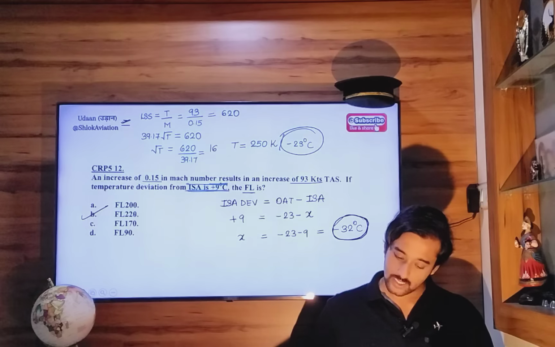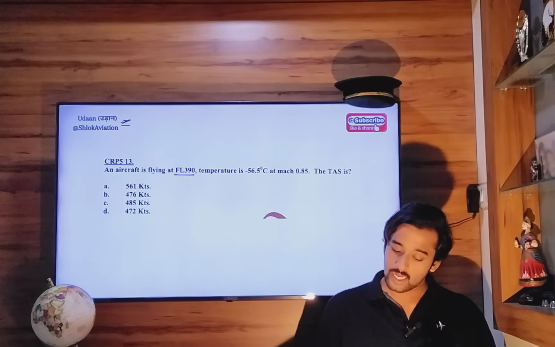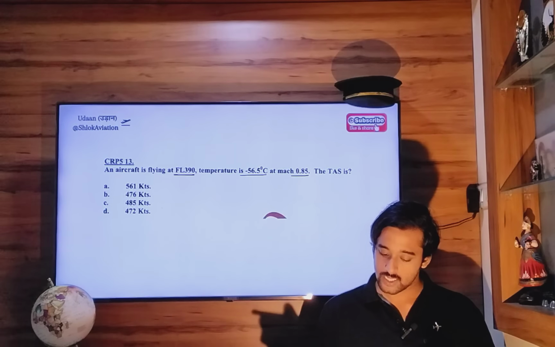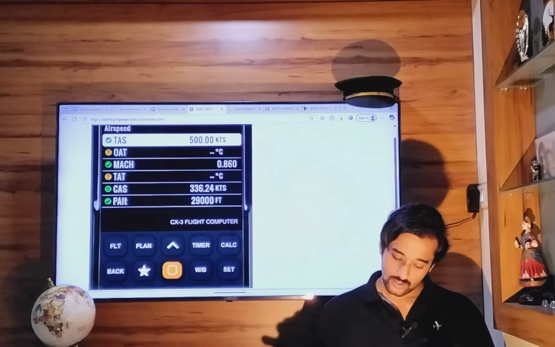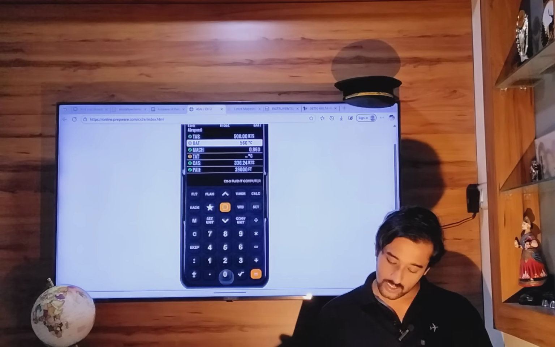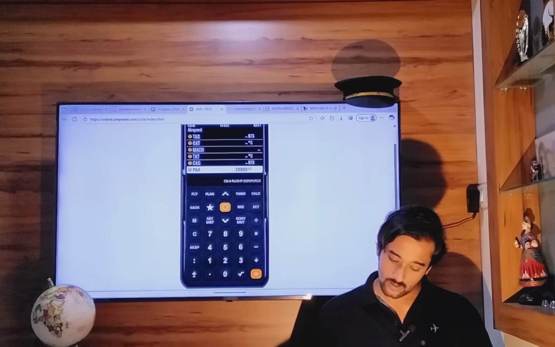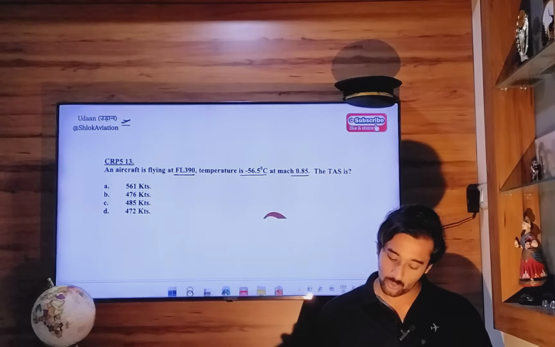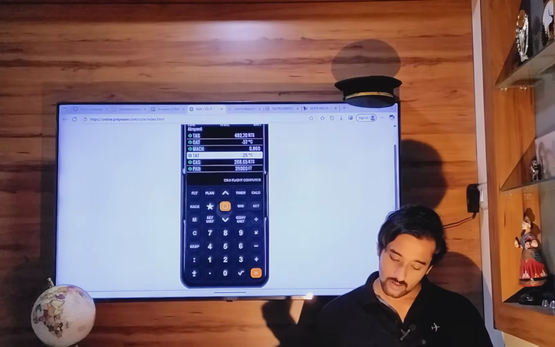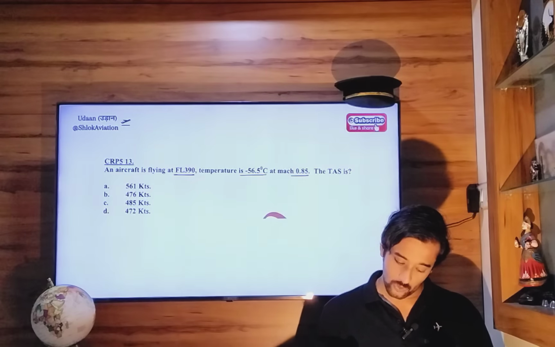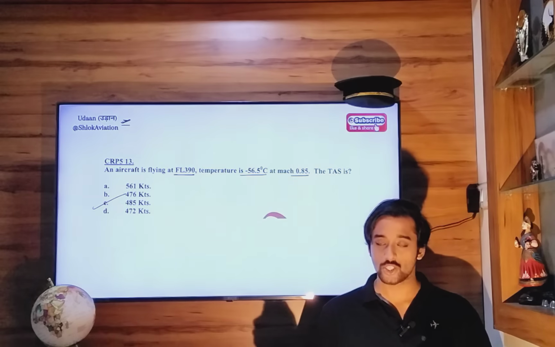Okay, next. Aircraft is flying at flight level 390, temperature is minus 56.5, Mach number is given to you. What is TAS? Flight level 390, temperature minus 56.5, and Mach number is 0.85. True airspeed is 492.7. Okay. So 492.7. The closest value is option Charlie, 485.